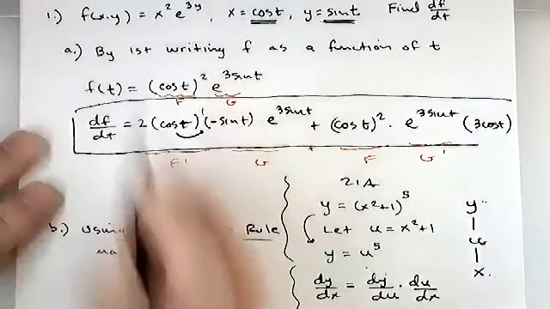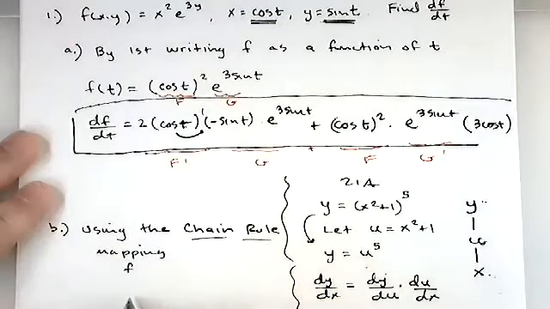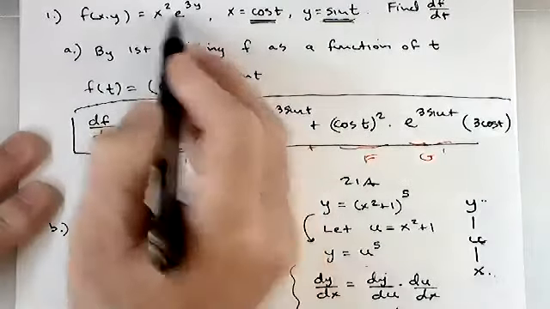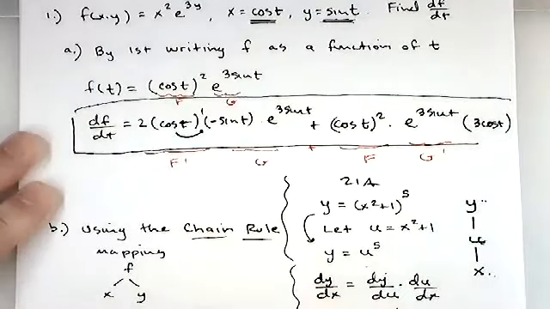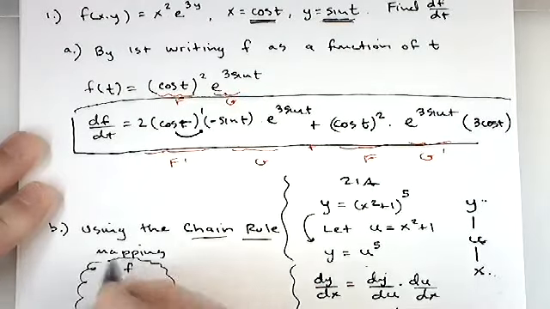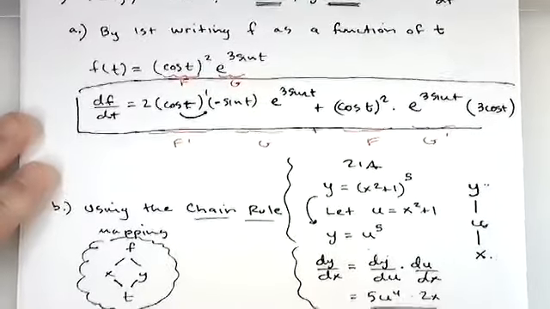The way my function's written right now, f is a function of x and y. But I know that both x and y are functions of a different variable t. So my mapping would look like this. I need to slide that up.